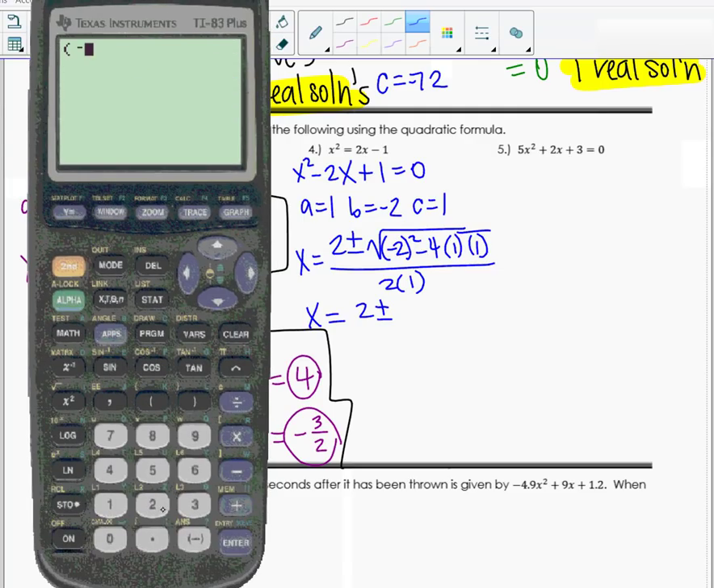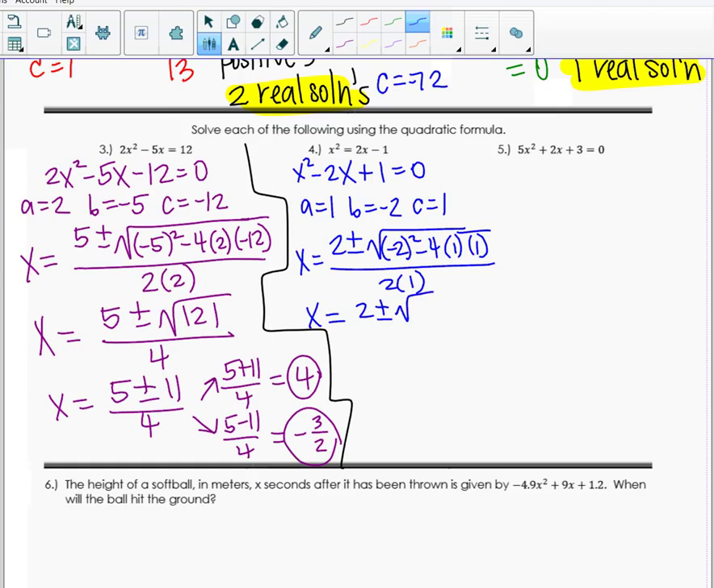Okay, let's compute that discriminant, which you could probably do this one in your head. But we have negative 2 squared minus 4 times 1 times 1, so 4. You get 0. So the square root of 0 over 2 times 1, which is 2. Well, we know the square root of 0 is 0. So this is 2 plus or minus 0. Well, that's nothing, right? So essentially, you're ending up with x equals 2 over 2. So x is 1. Okay?